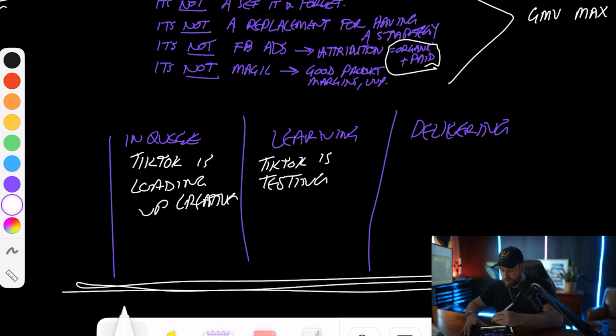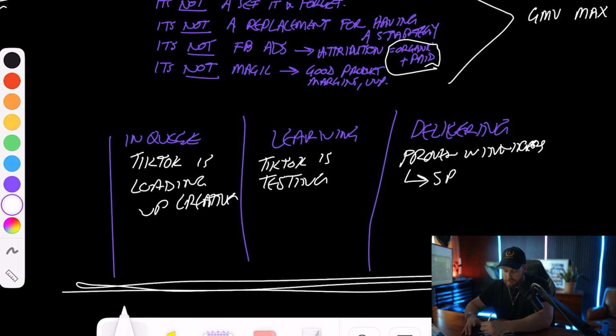And then the delivering is basically the proven winner. This is where all the ads go that are on the precipice of being able to scale. And then we have delivering, which is proven winners, or that TikTok deems will get more sales. And this will actually get the spend, right? This will be where they'll actually spend a lot more in the delivering phase. So these are the three different main stages of GMV Max. So they go from being loaded up to testing, and then delivering and getting sales.